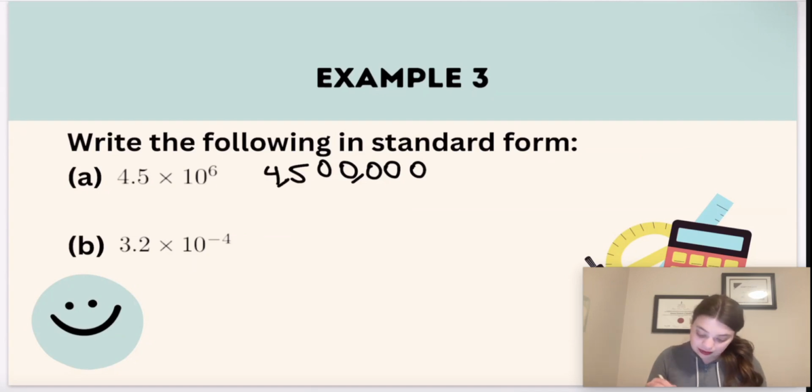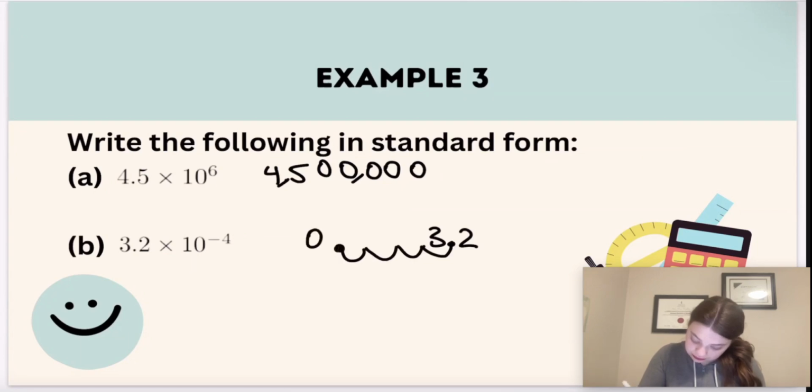Okay, how about this next one? 3.2 times 10 to the power negative 4. So first thing I'm going to do, I'm going to write 3.2, and then it says 10 to the power of negative 4. So I'm going to move the decimal place 4 left. So let's start here. 1, 2, 3, 4. And the answer is 0.00032. And there we go.